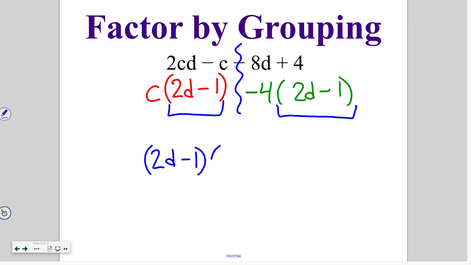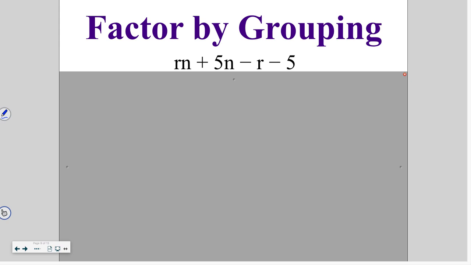The second parentheses comes from our GCFs, so c minus 4, because we pulled out that negative 4. Go ahead and try this one on your own.